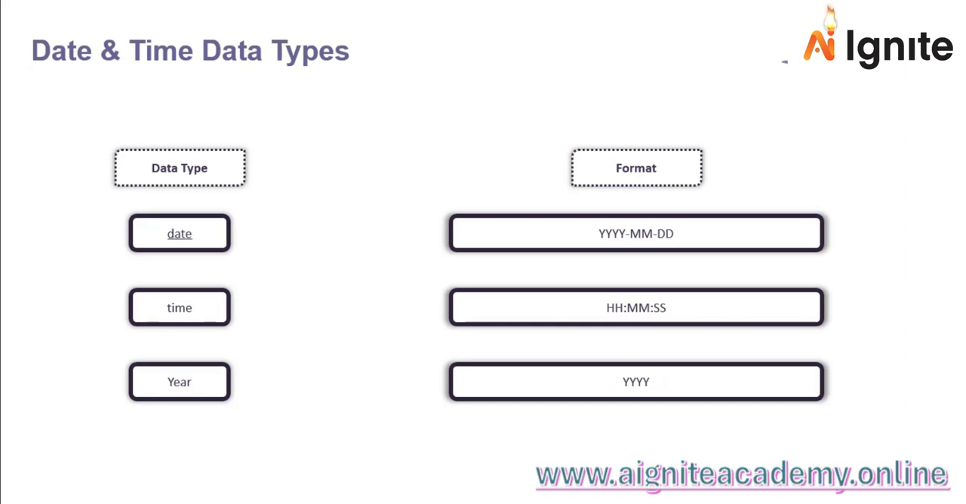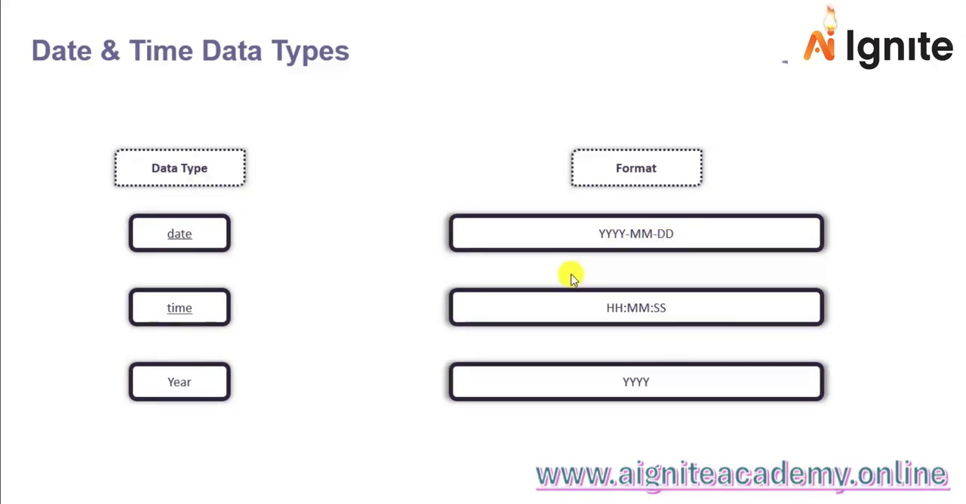Then we have the date and time data types. We'll start with the date data type. So this data type helps us to specify the date in this format over here. Let's say we want to store the date 2nd January 2019. Then first we will give in the year, which would be 2019. Then we'll specify the month, which would be 01. And finally we'll specify the day, which is 02.